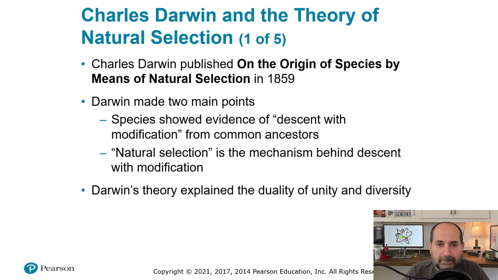Next, we talked about Charles Darwin's contribution to science. We talked about On the Origin of Species by Means of Natural Selection, where he made two main points, which are very important. Species showed evidence of descent with modification, and this was as a consequence of natural selection.